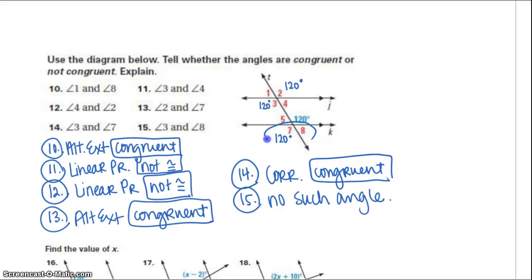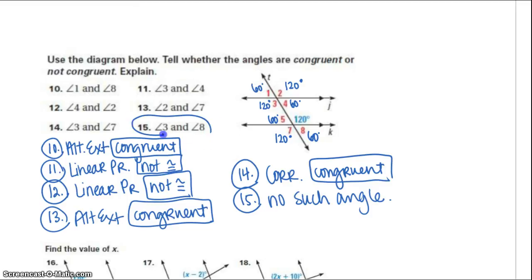Now let's talk about this. Don't those add to 180? What's 180 minus 120? 60 degrees, right? So let's put a 60 there. So if that's 60, this is 60 because they're vertical. And then if we do corresponding angles, that would be 60 and this would be 60.